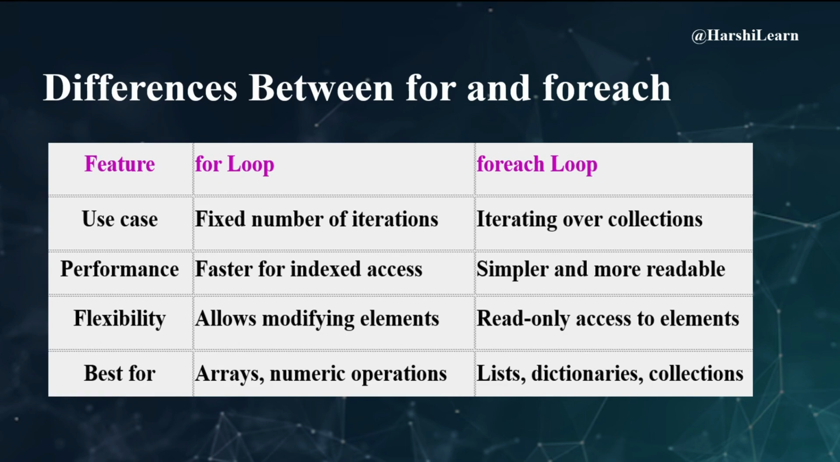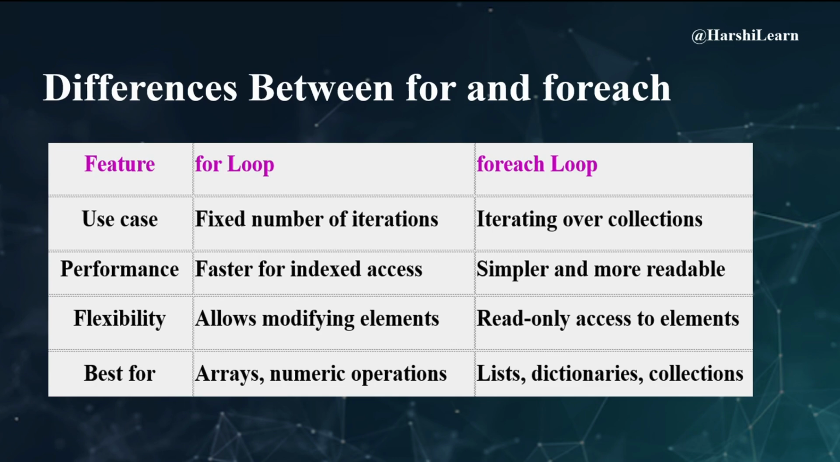Let's look at the key differences. Use a for loop when you know exactly how many times the loop should run. Okay. And use a foreach loop when you want to go through collections without worrying about indexes. And if we see performance, a for loop is faster for indexed access like in arrays, okay, since it directly retrieves elements. But a foreach loop is slightly slower because it doesn't use indexes, but it's cleaner and easier to read.